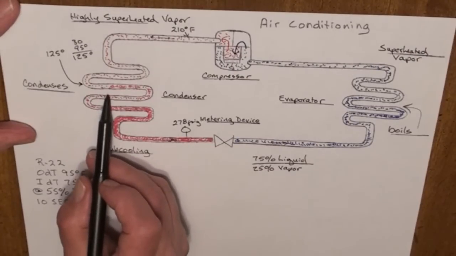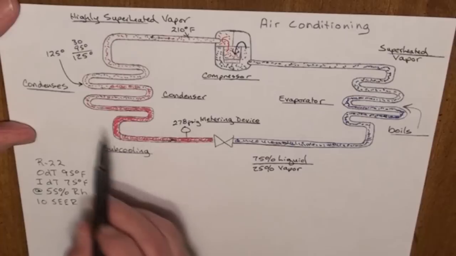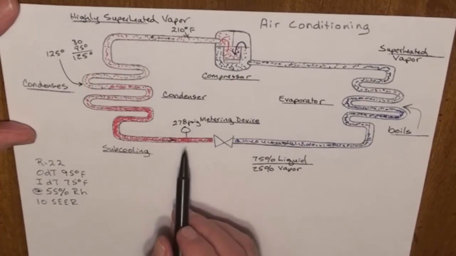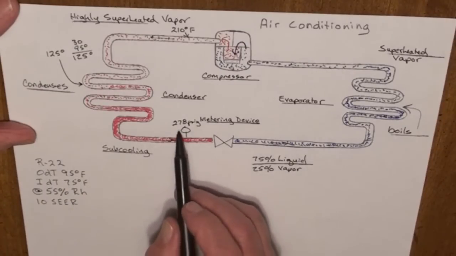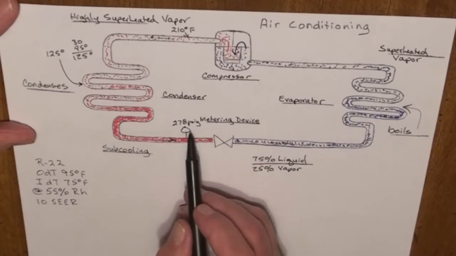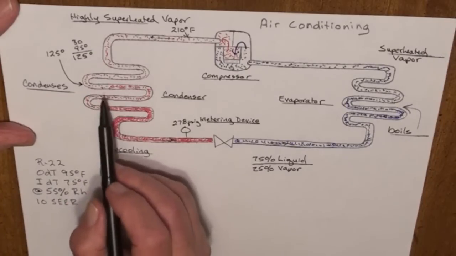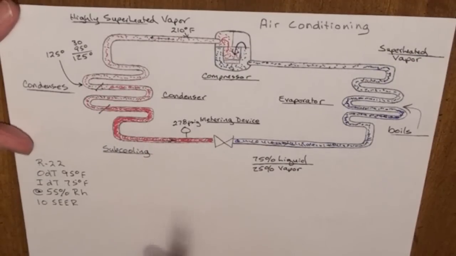When we have a change of state taking place, we will have a corresponding pressure to relate to it. So when I put my gauges on, if this system's operating correctly, my high side gauge on a 95 degree day with a 10 SEER system would read 278 PSIG. As we go through the system, we now begin to reject latent heat. Latent heat is heat that is rejected or absorbed during the change of state.